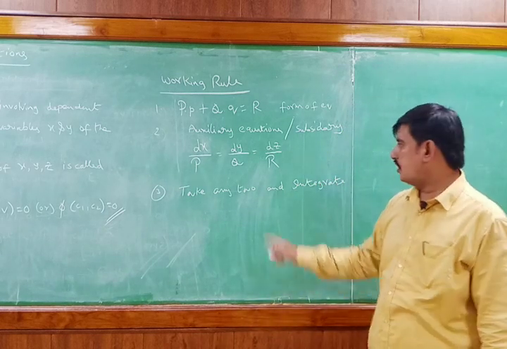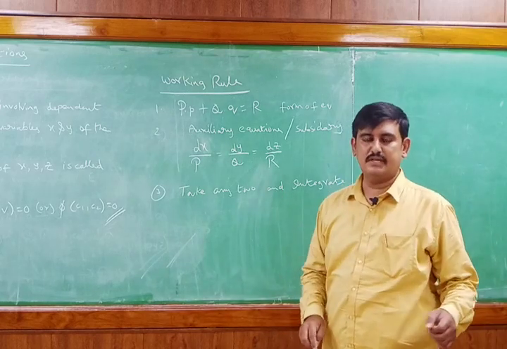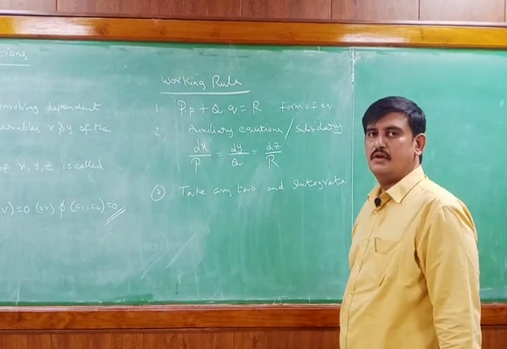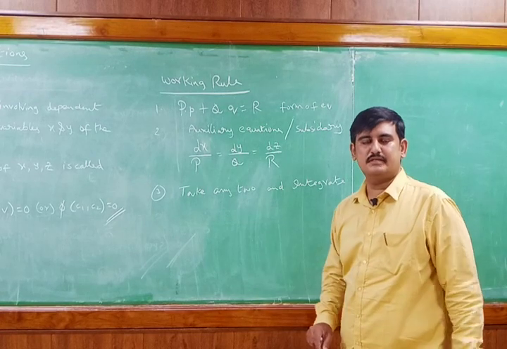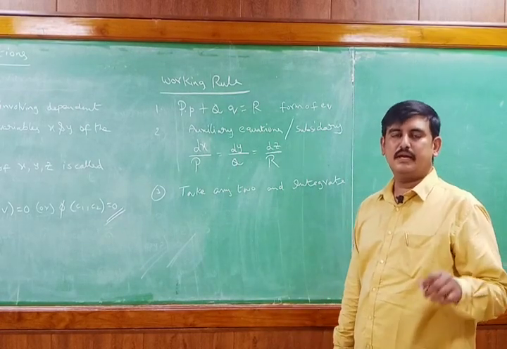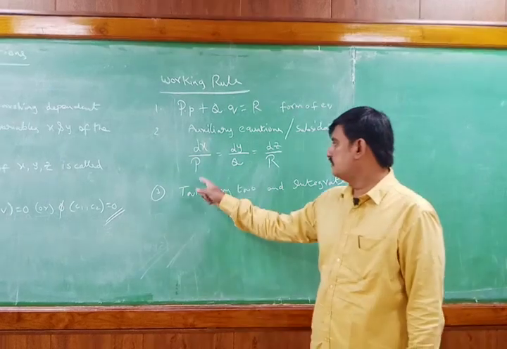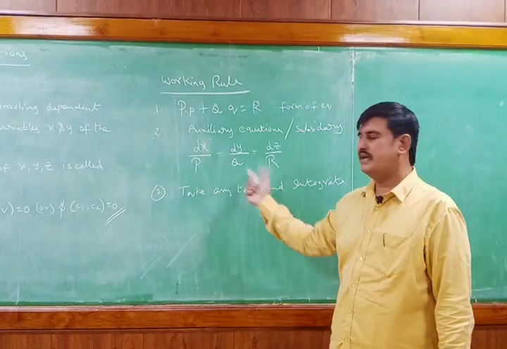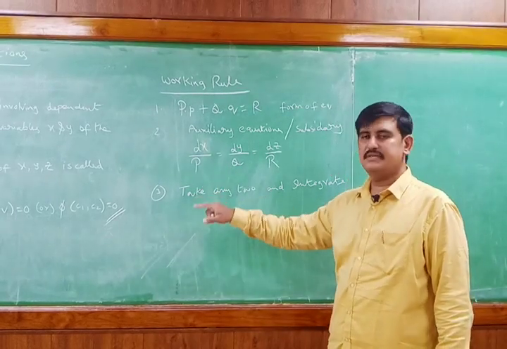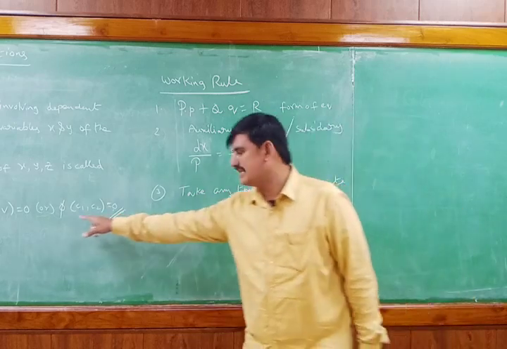To solve this we have two methods. One is the method of grouping and the other is the method of multipliers. In the method of grouping, we take any two and integrate. We will get the values of c1 and c2 and substitute in the general equation.